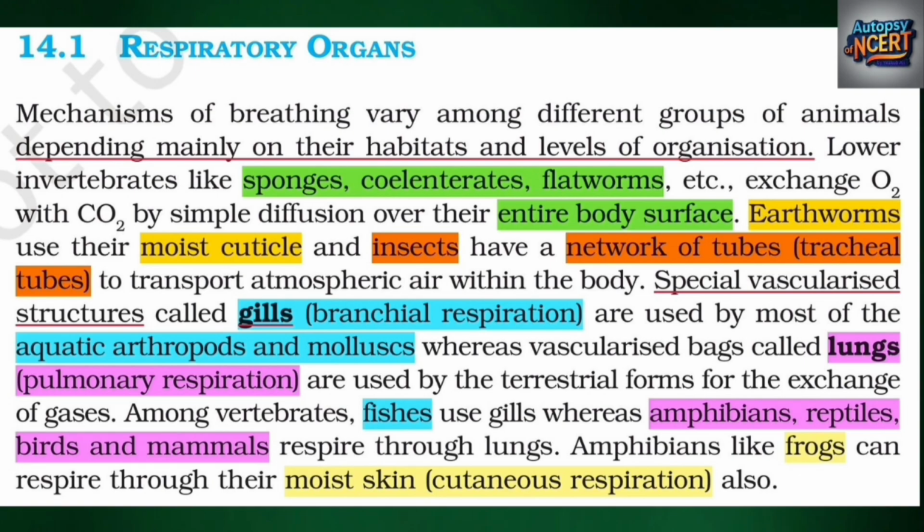Among vertebrates, fishes use gills, whereas amphibians, reptiles, birds and mammals respire through lungs. Amphibians like frogs can respire through their moist skin, cutaneous respiration also.